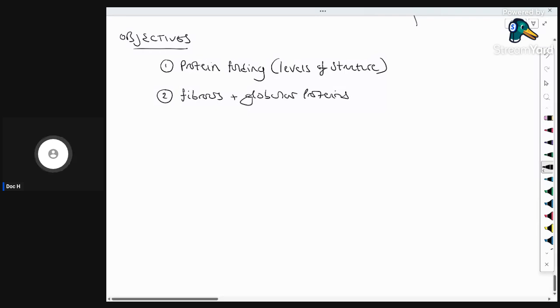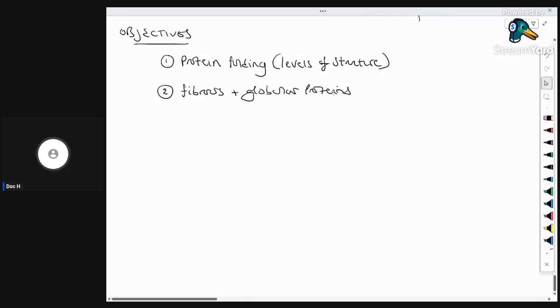So we're going to look now. Bear in mind, we now know the chemistry of amino acids. We know how the peptide bond is formed. We know what that looks like. We're now going to look at the levels of protein folding, and then we'll look at some examples of proteins that you need to know, so fibrous and globular ones.